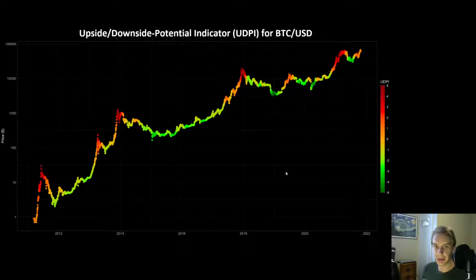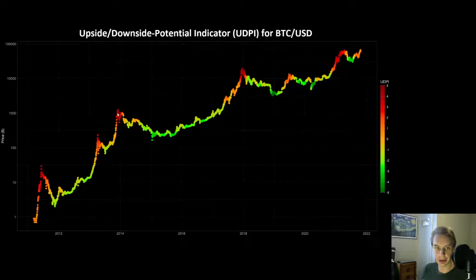Alright, so if you've been following the channel, you're probably familiar with charts like this, but in brief, what I'm showing you here is the price of Bitcoin over time, in logarithmic form, and the dots are color-coded to our risk model output. Our risk model is called the Upside Downside Potential Indicator, UDPI. 5 means high risk, -5 means low risk.